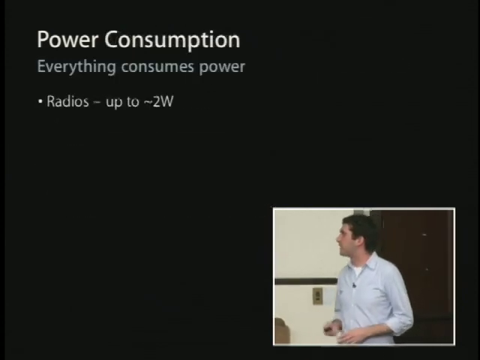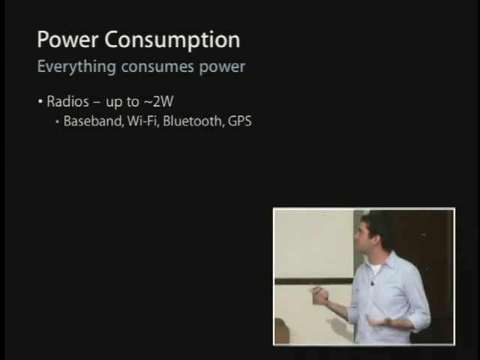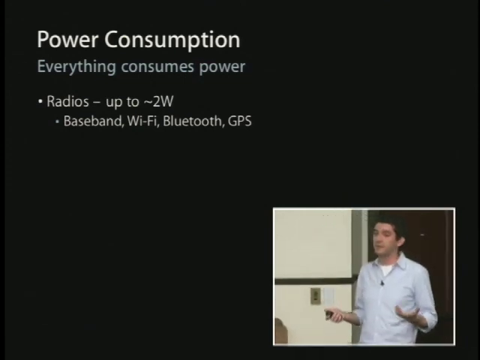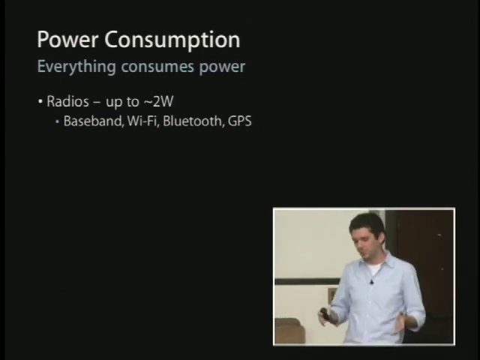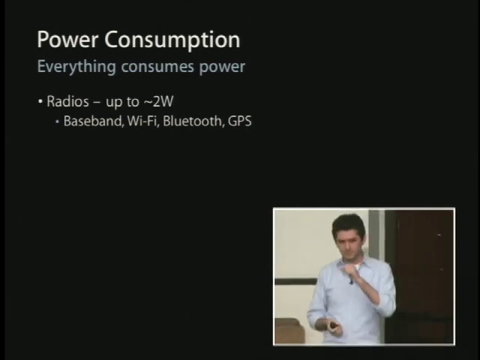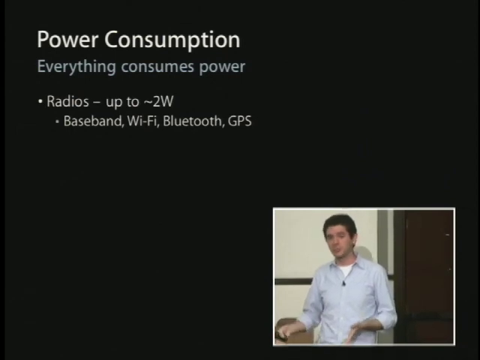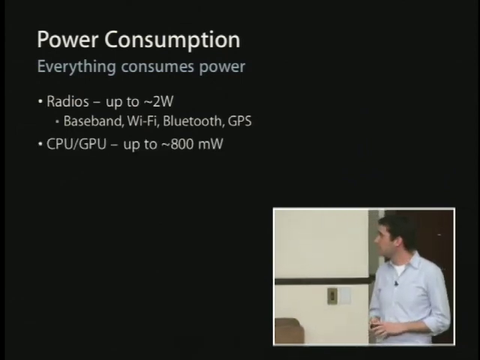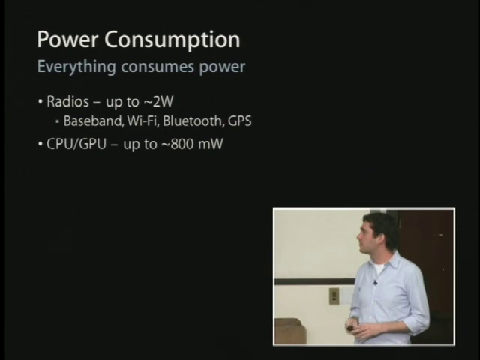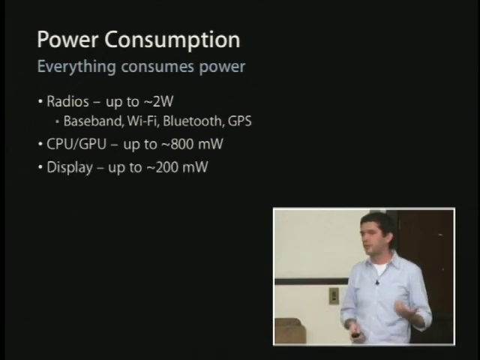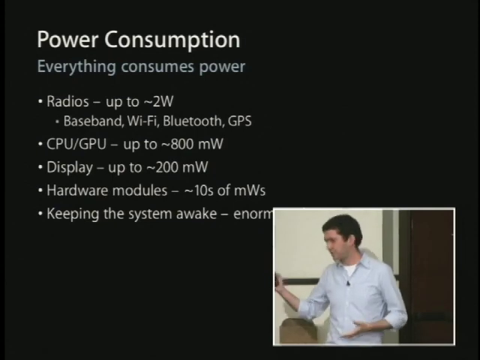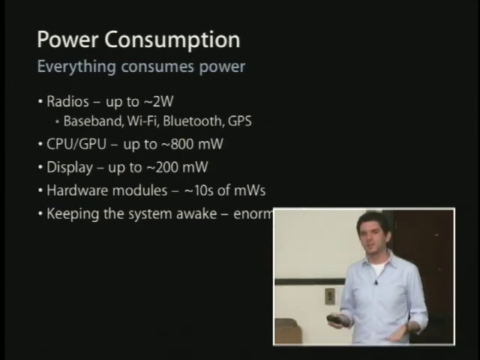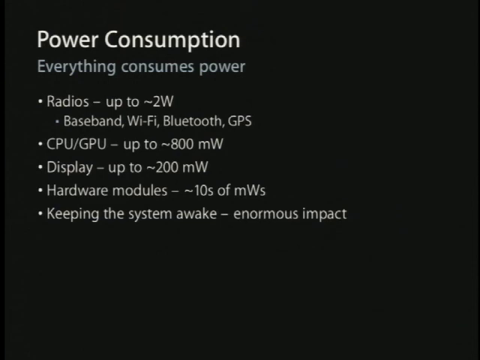Everything consumes power. The radios are consuming some amount of power. They're actually the most expensive part. This is listed in order of expense. And actually, transmitting on the radios is even more expensive than receiving. The CPU and GPU are probably next on the list, followed by the display and the hardware modules. But keeping the system awake will keep all of these things going.